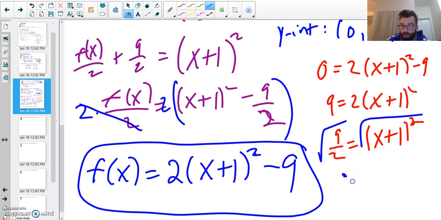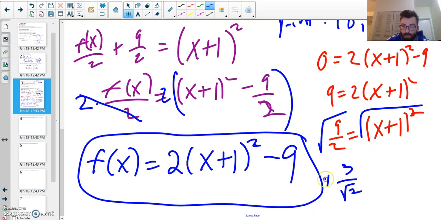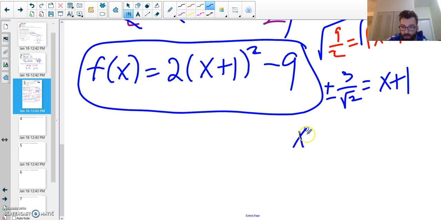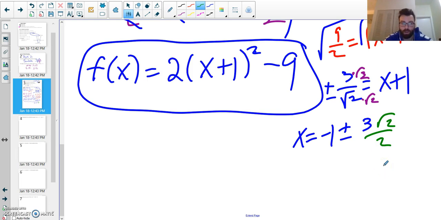So I get 3 over root 2, plus or minus, equals x plus 1. Subtract the 1, so x equals negative 1 plus or minus 3 over root 2. And now I know I need to rationalize this, so I'm going to do that now. Times root 2 over root 2. So this would be 3 root 2 over 2. Alright. So those are our x-intercepts.